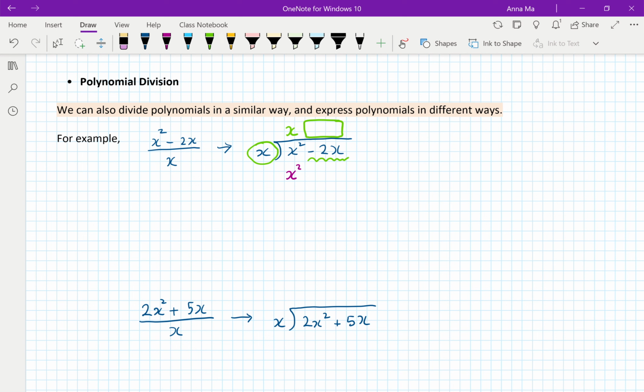Well, I know x times negative 2 will give me negative 2x. So I write negative 2 there. And I also write down the result. So x times negative 2 gives me negative 2x down here.